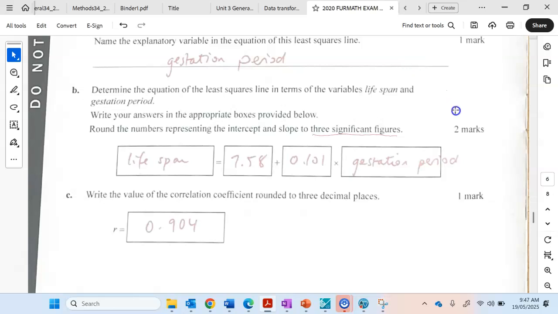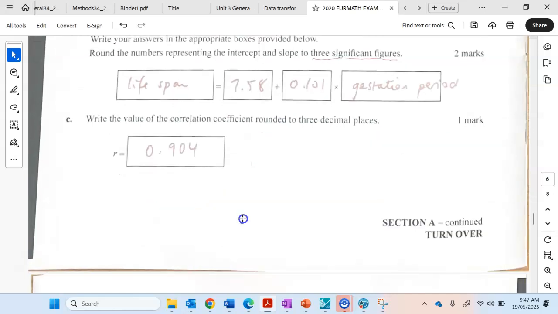So just take your time to think about the explanatory variable and then put it into your calculator. Make sure you round properly, and your calculator can do that as well. And then your R value, you're just reading that off your calculator.